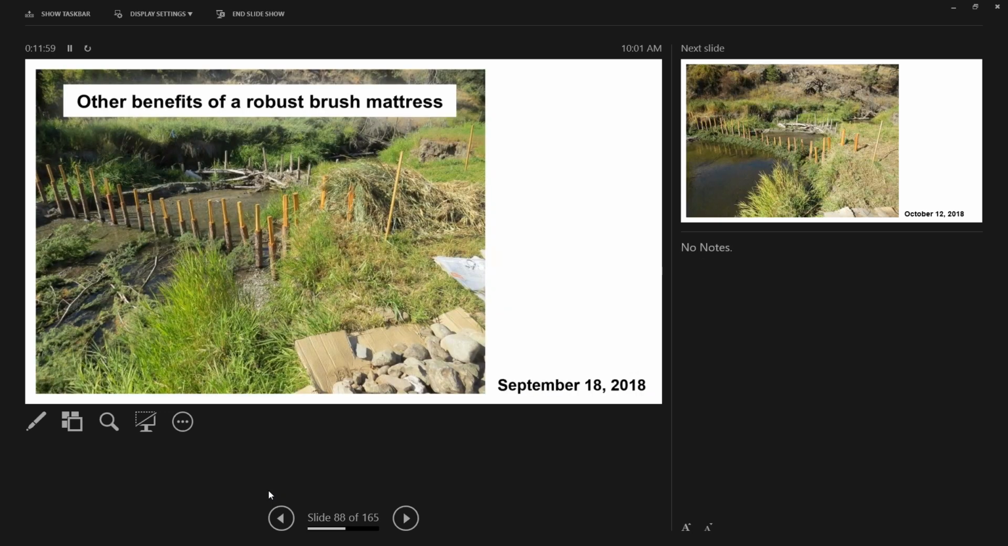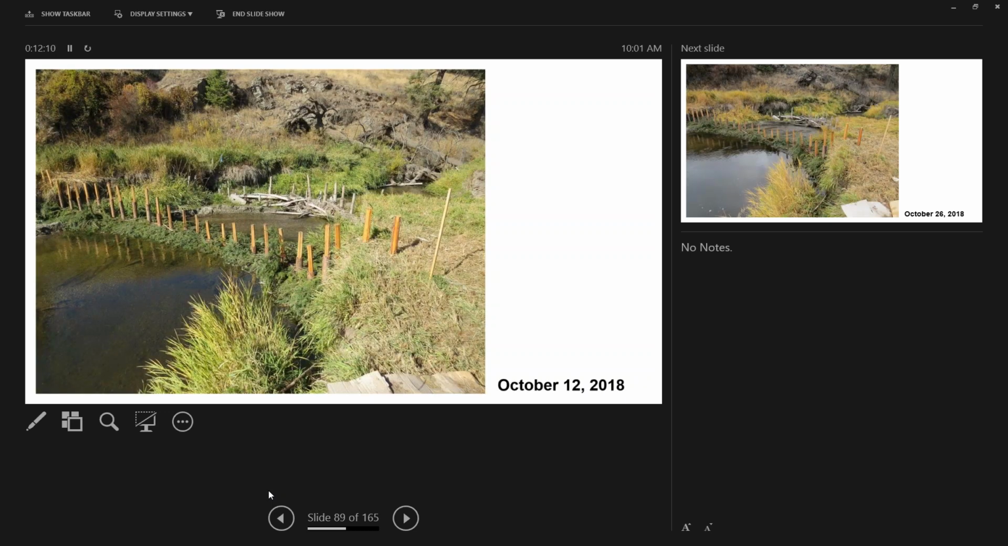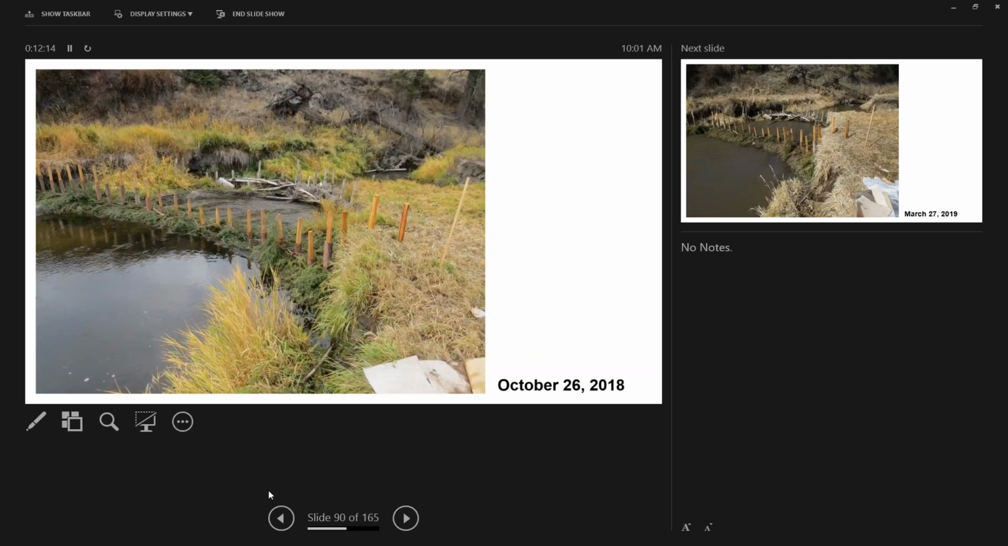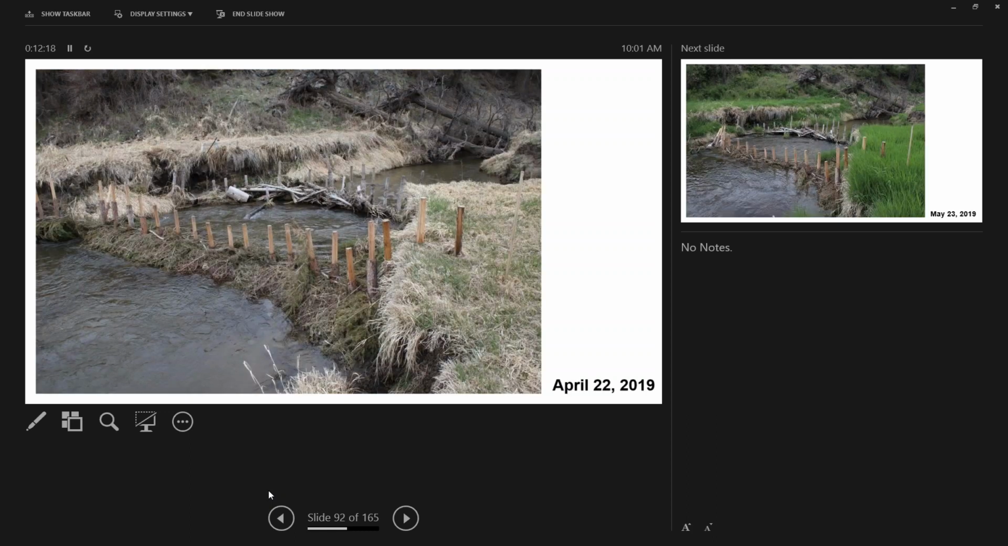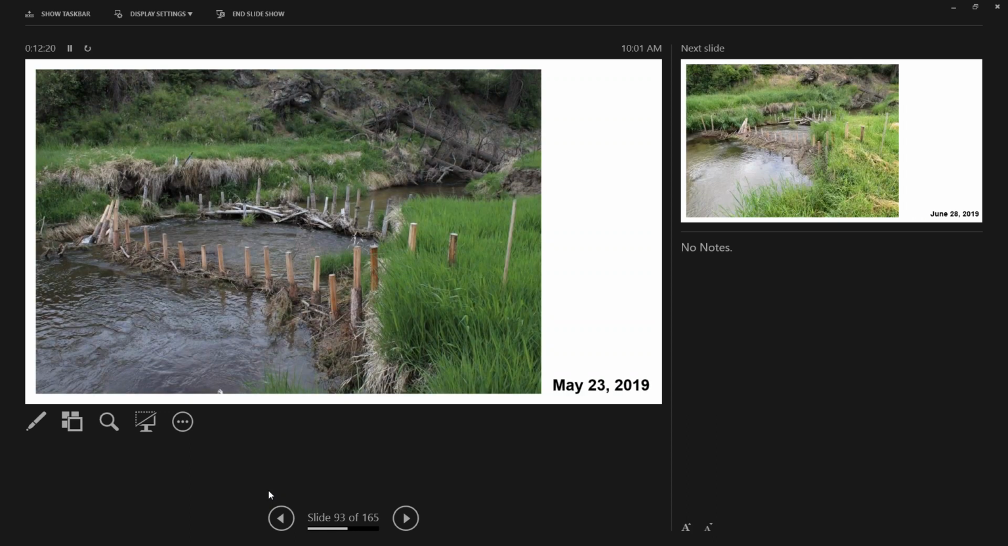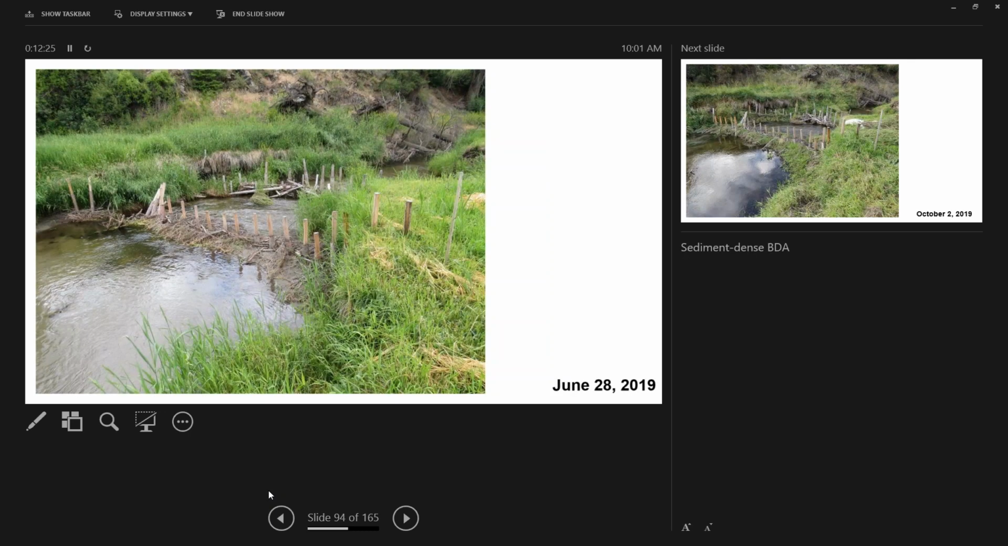So other benefits of a robust brush mattress. We're going to watch this BDA just over the course of one year. This is one that we put in last September 2018. And here it is woven with a really robust brush mattress on both sides. And here it is as the water rises in early spring. We didn't have a super high flow event this year, but it did come up on the weave. And then here, when it recedes, look at what we have in between all those branches.